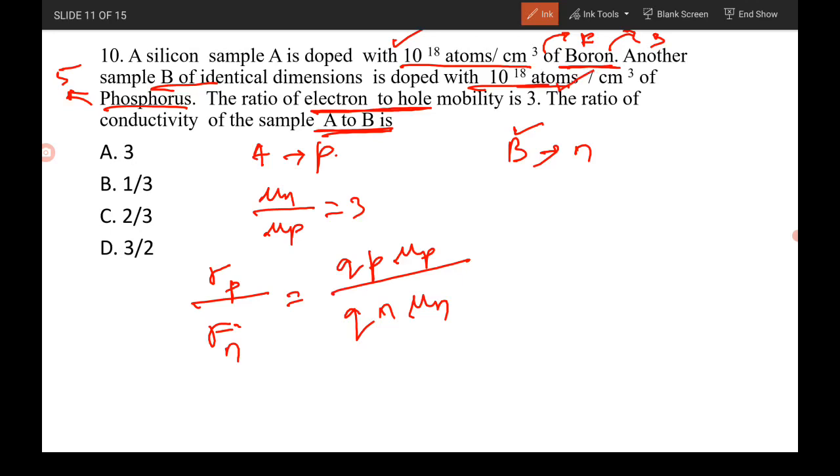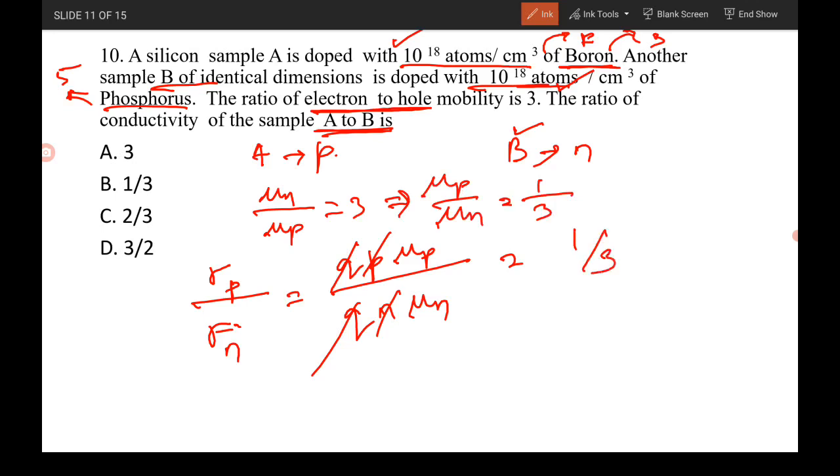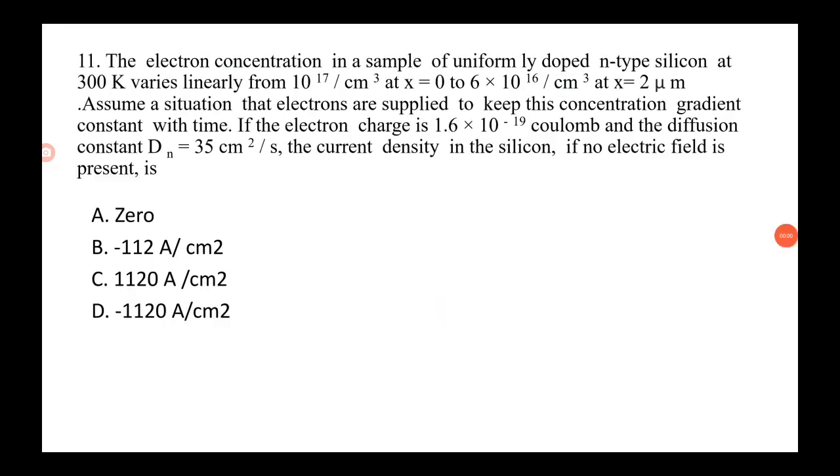So P and N are same, so we can cancel P and N. Q is also getting cancelled. So mu P by mu N. What is mu P by mu N? The mu N by mu P is given as 3. So this implies your mu P by mu N will be how much? Inverse of 3, that is 1 by 3. So we will substitute here 1 by 3. So our answer is option B, which is equal to 1 by 3.